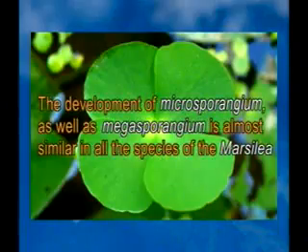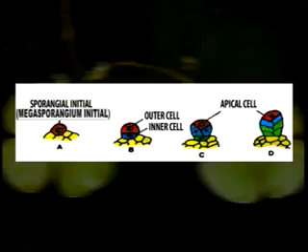Then development of microsporangium as well as megasporangium is almost similar in all the species of Marsilea. How does the development of the sporangia take place? One of the cells formed at the apex of the receptacle functions as the megasporangial initial cell.